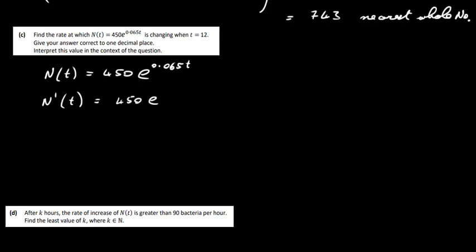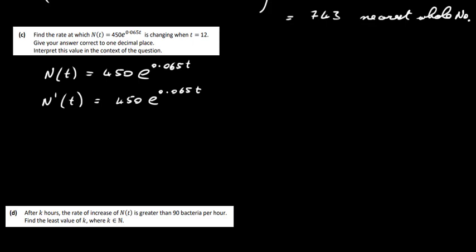Okay, so what we've got to do is differentiate our function. We've got N of t is equal to 450 e to the power of 0.065t, and we have to differentiate this function. So we have N prime t is equal to 450 e to the power of 0.065t.